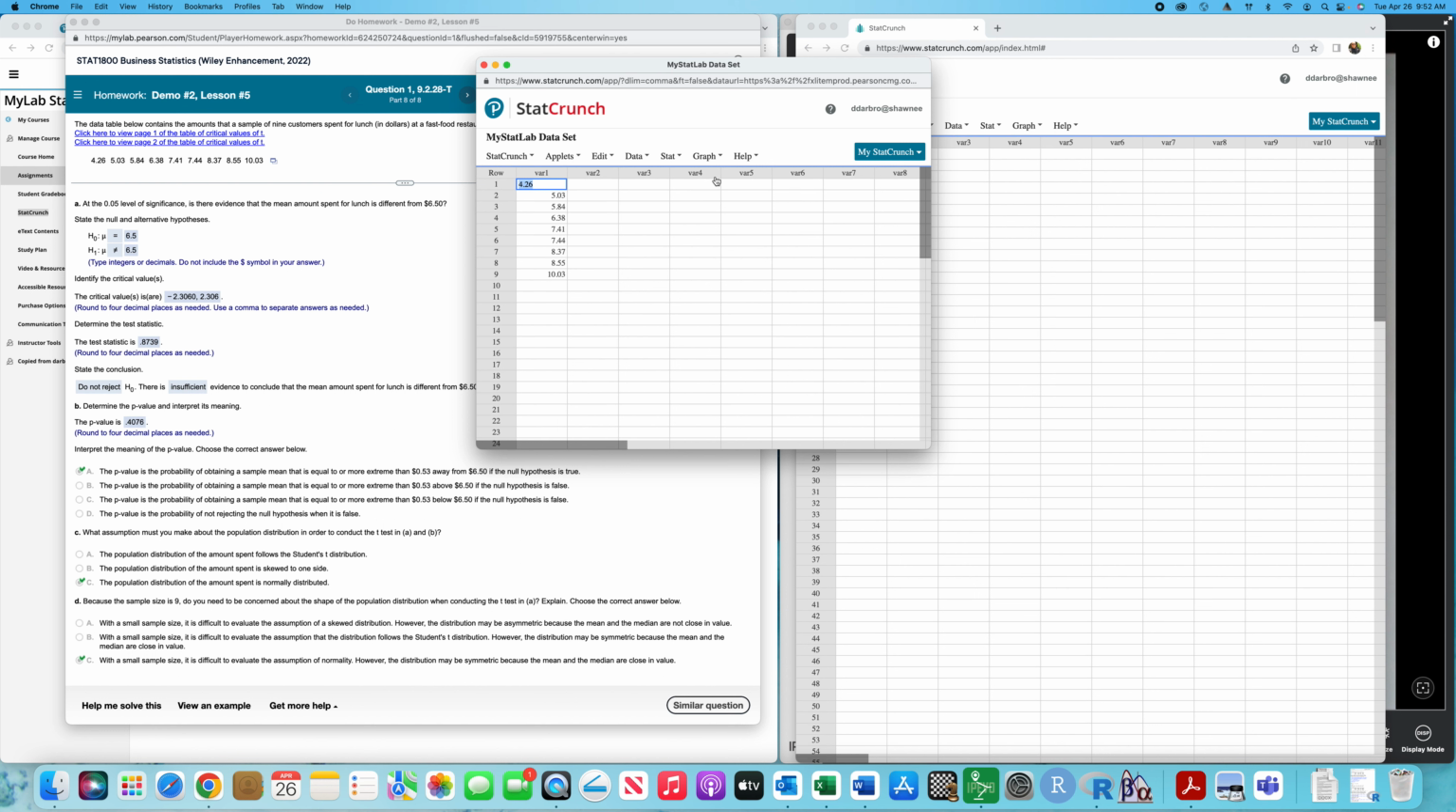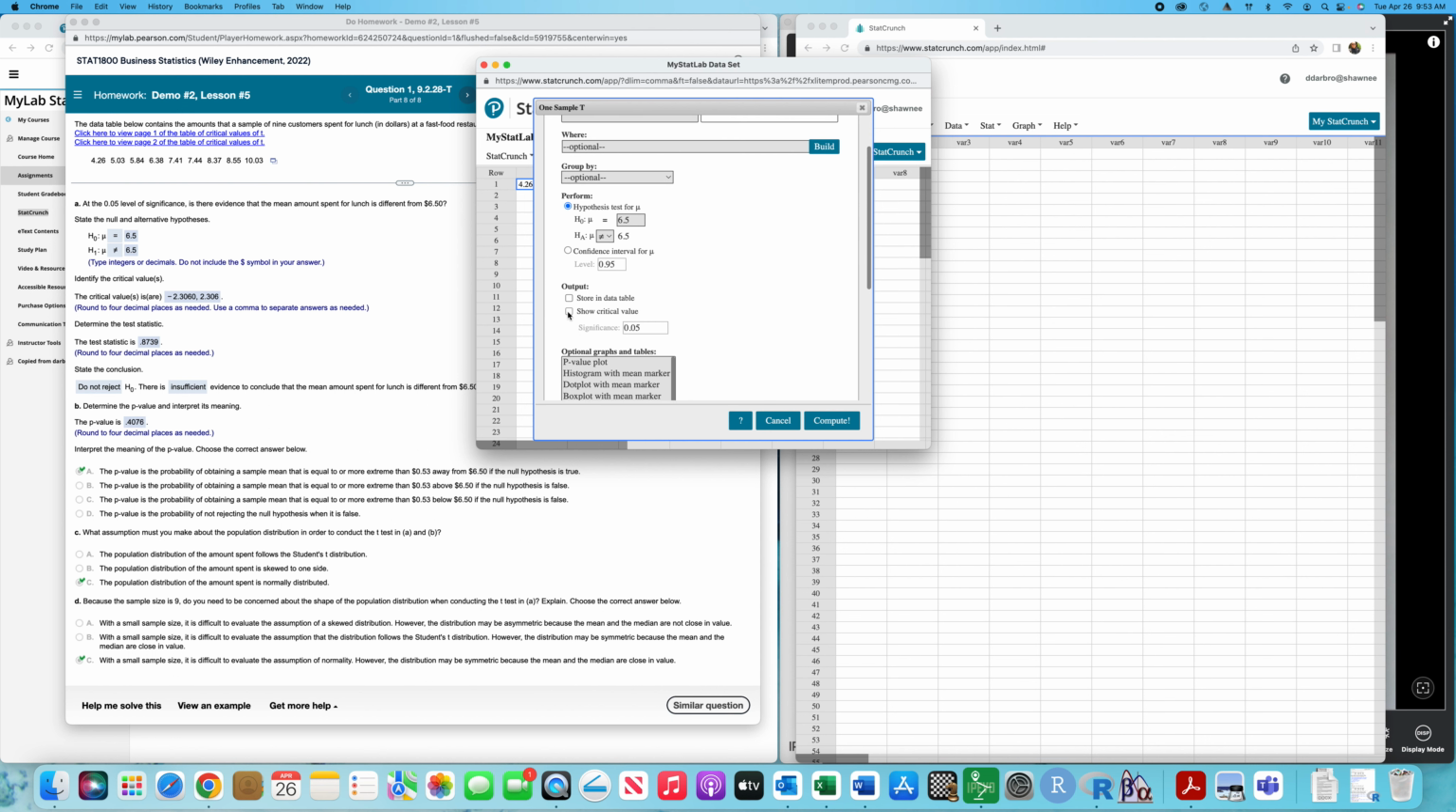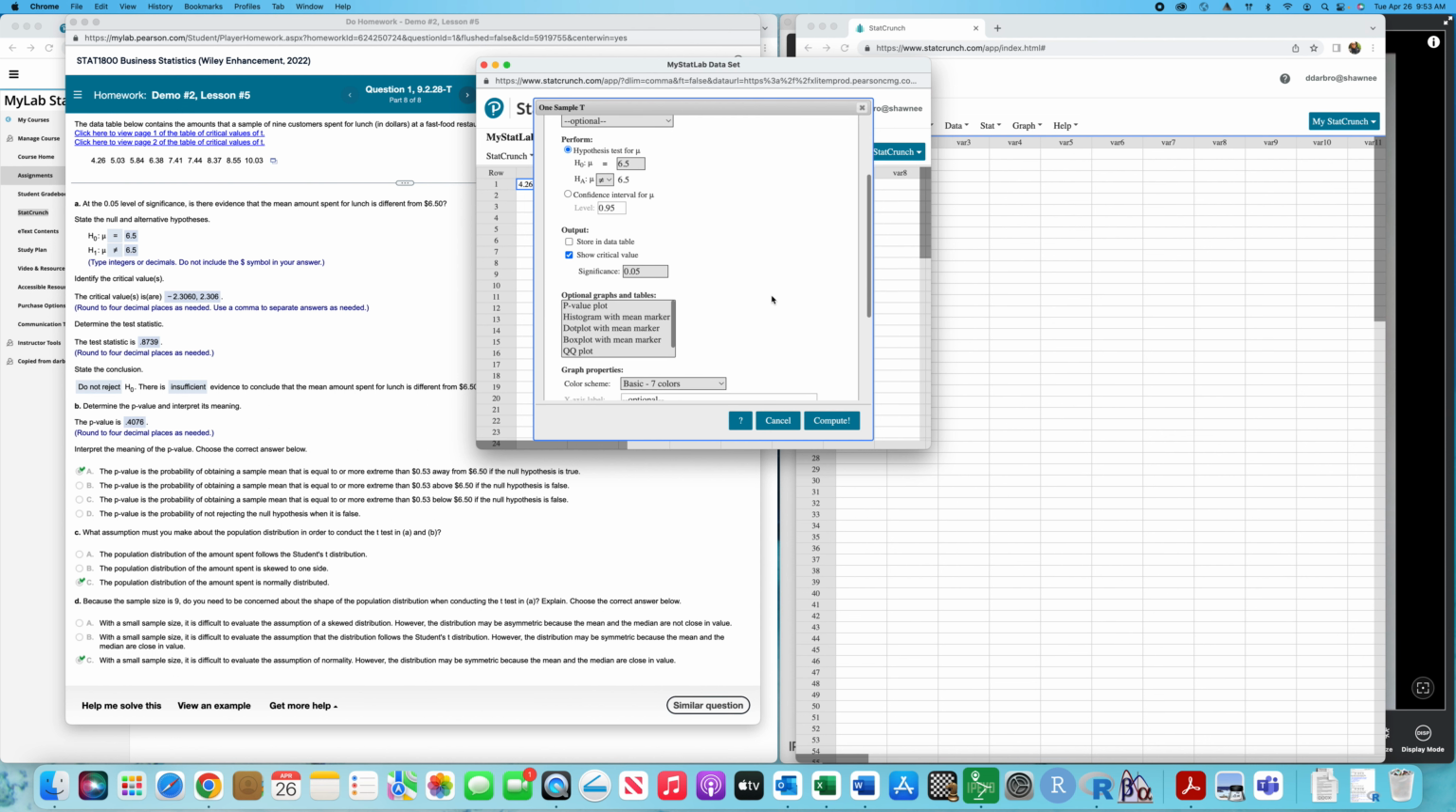Open up the data, go to Stat, go to T Stat, go to One Sample, and go to With Data. Why do we choose with data and not with summary? Well, because we have our data. We have our 9 numbers. So I'm going to select the variable, edit the null and alternative hypothesis, and then come down and show the critical value.